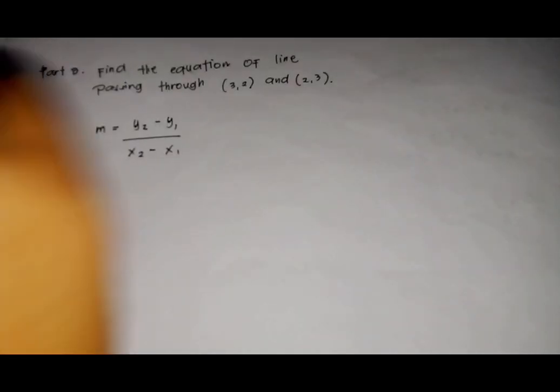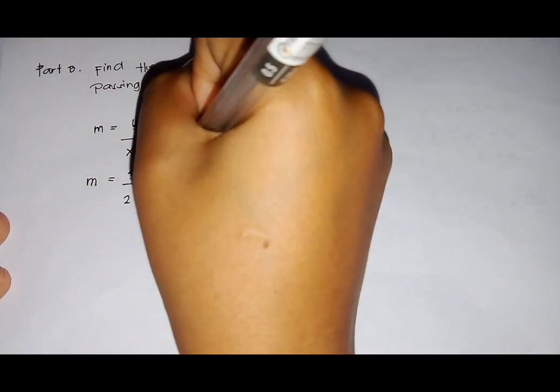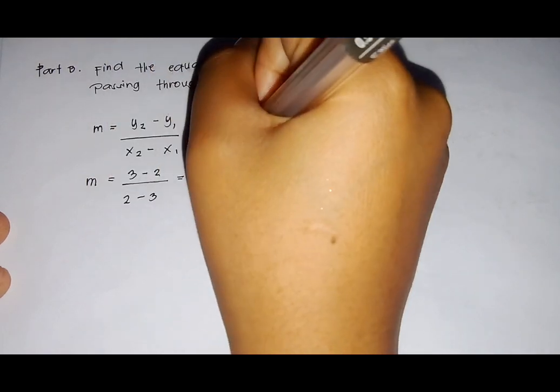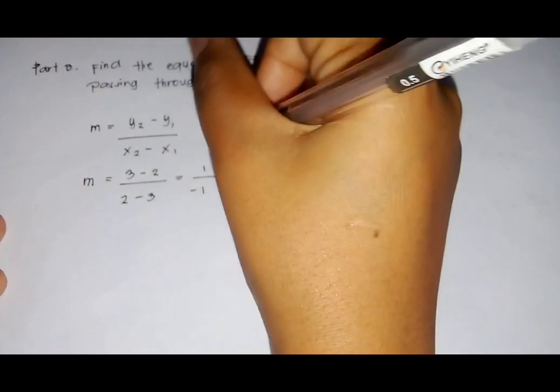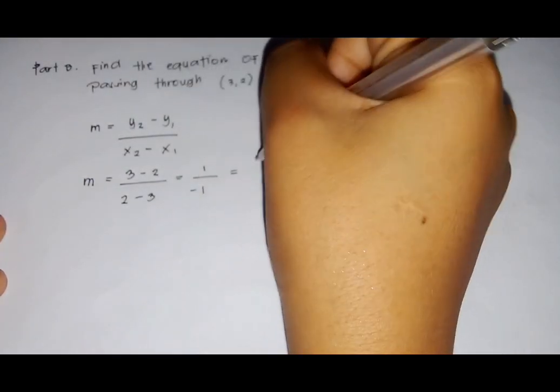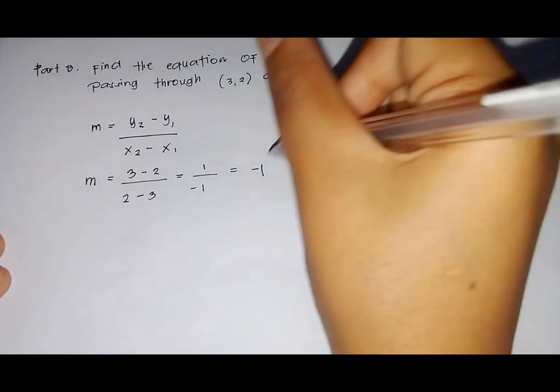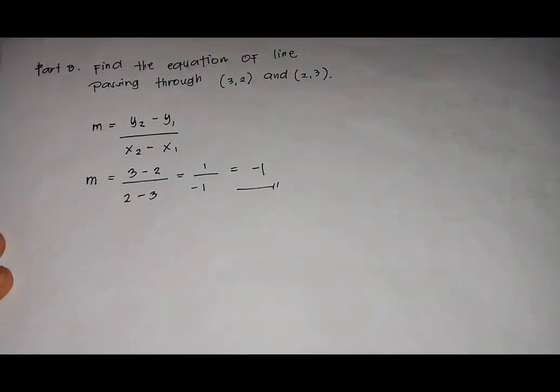So m = (3 - 2) / (2 - 3). 3 minus 2 is 1, and 2 minus 3 is negative 1. So 1 divided by negative 1 is equal to negative 1. So we have here the slope, negative 1.